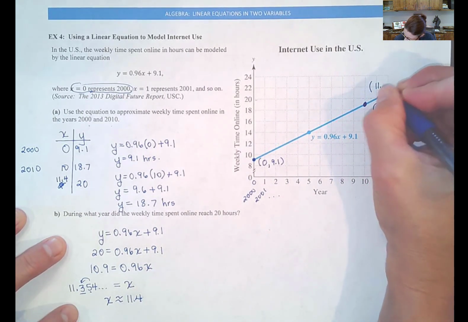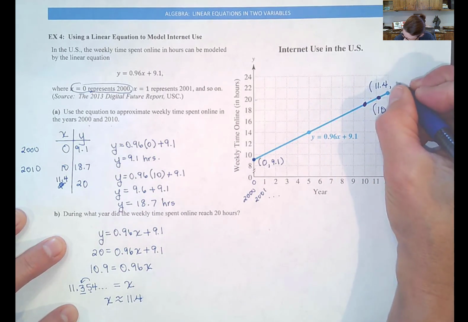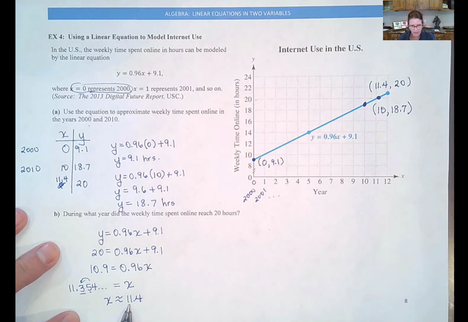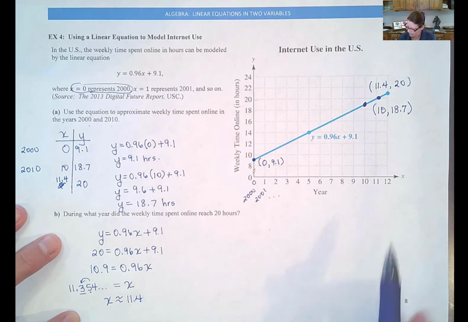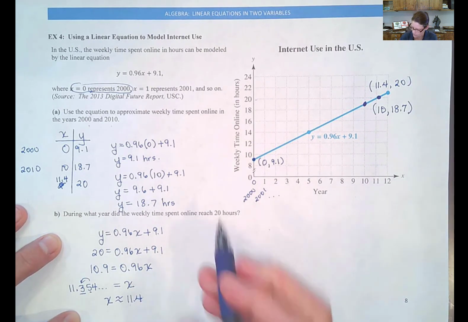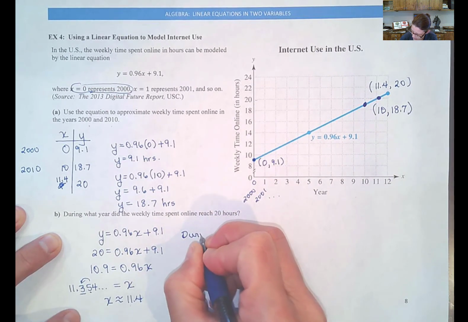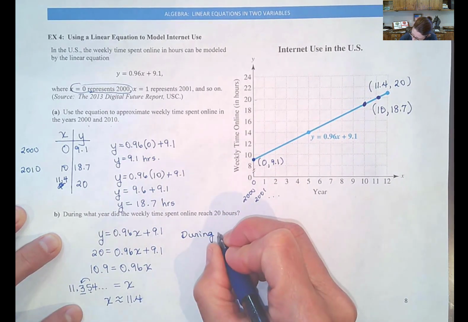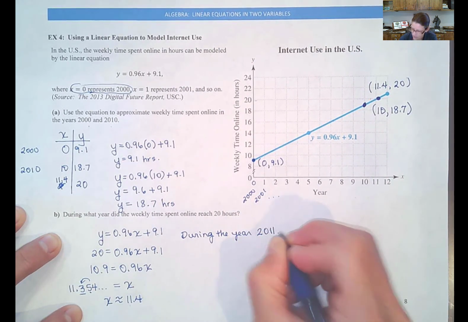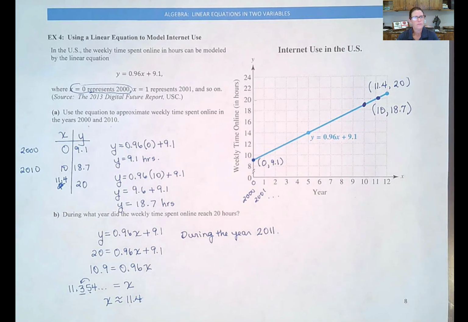So 11.4, 20. And another thing to notice here is that we're finding the year, aren't we? And remember that 11 or 11.4 is actually during the year 2011, because it's the year 2011 until that number becomes a 12. So I'm going to summarize here and say that that's going to happen during the year 2011. Well, there's a nice application for our linear equations.